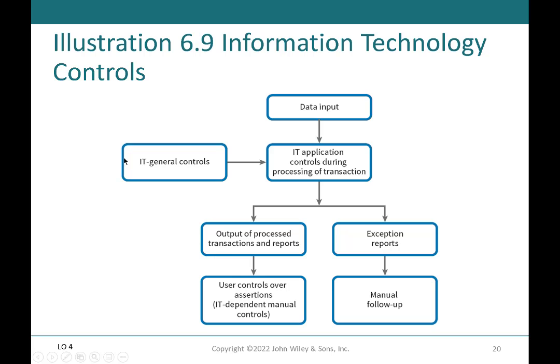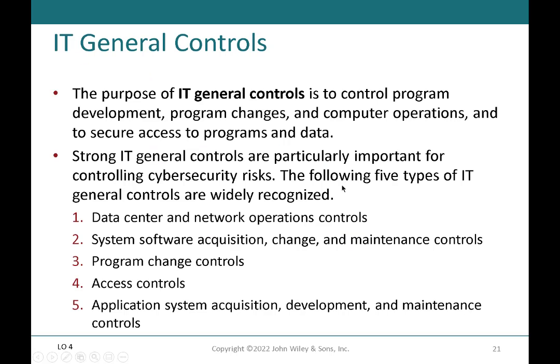So I want to talk about the IT general controls and then the application controls for particular transactions in a little bit more detail. First off, to look at the general controls, we need to have a basic idea of the different types of general controls that are widely recognized. So we have 5 different types of general controls here. The first one involves the data center and network operations controls.